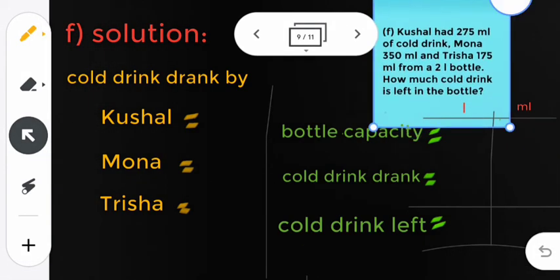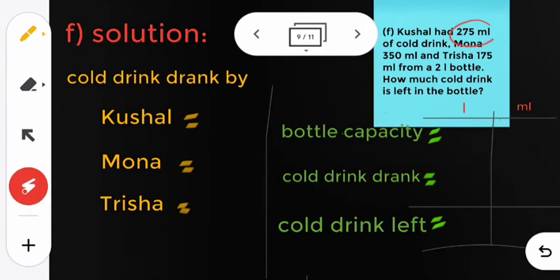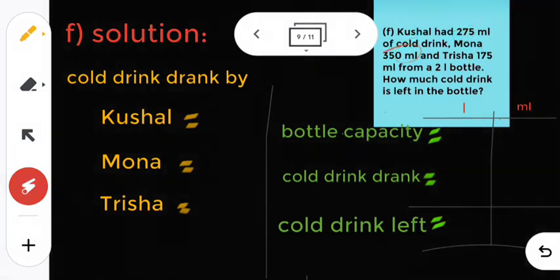Kushal had 275 milliliter of cold drink. Had means he has drank. Okay, this much he has drank. Mona drank 350 milliliter and Trisha drank 175 milliliter. Okay, they are drinking from a bottle. So the bottle capacity is 2 liter. From the 2 liter bottle they are drinking the cool drinks. So how much quantity they have drank is given.